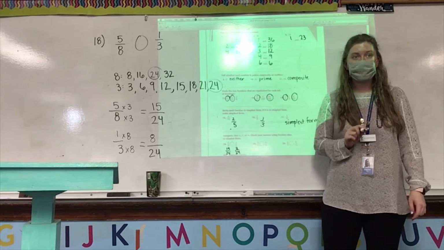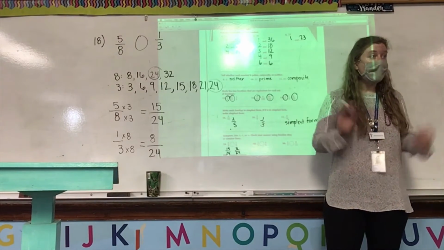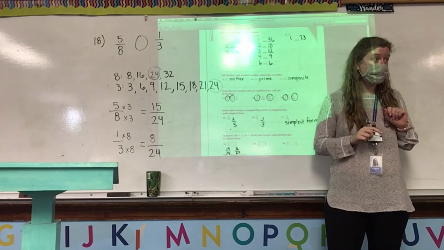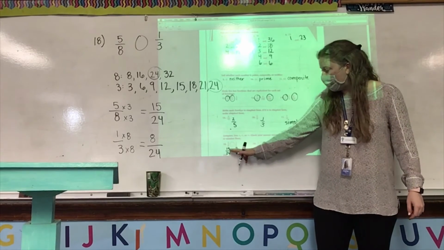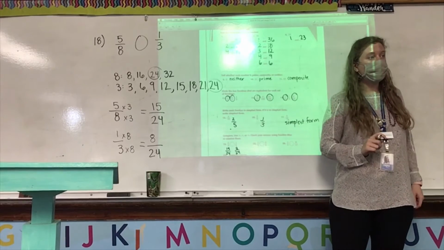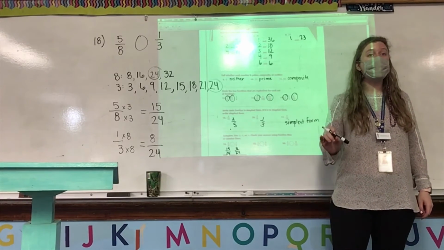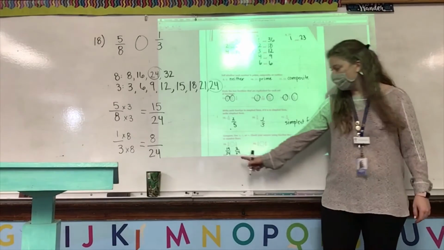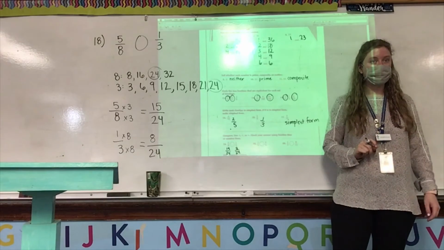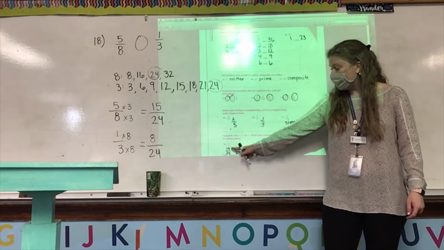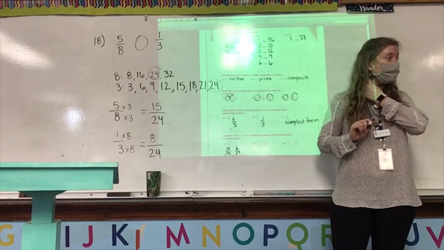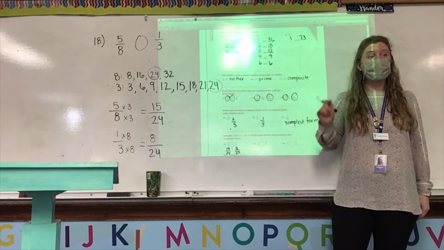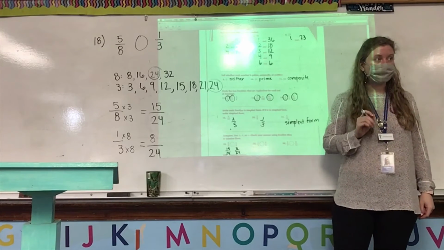Now I have the same denominator. That was the whole point. Now I can just compare the numerators. I have 15 and 8. Remember, the larger numerator is the larger fraction when the denominators are the same. One more time: the larger numerator is the larger fraction when the denominators are the same.